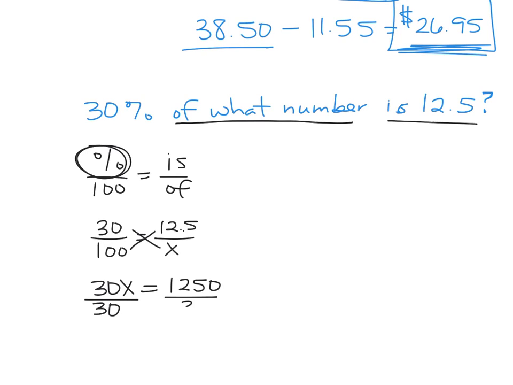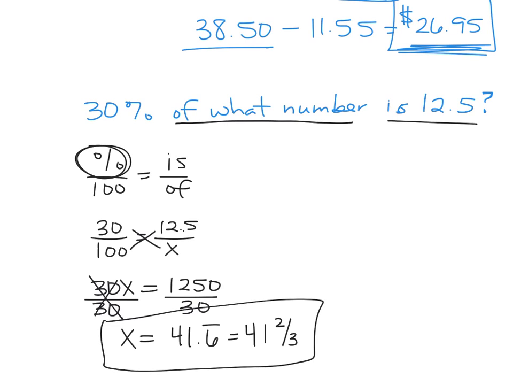So divide by 30. This is gone. We get X equals 1250 divided by 30, which is 41.6 repeating, or you could say 41 2/3. Either one of those would be fine. You don't need both, okay? Just pick one. So it's saying 30% of this number, 41.6 repeating, is 12.5, okay?